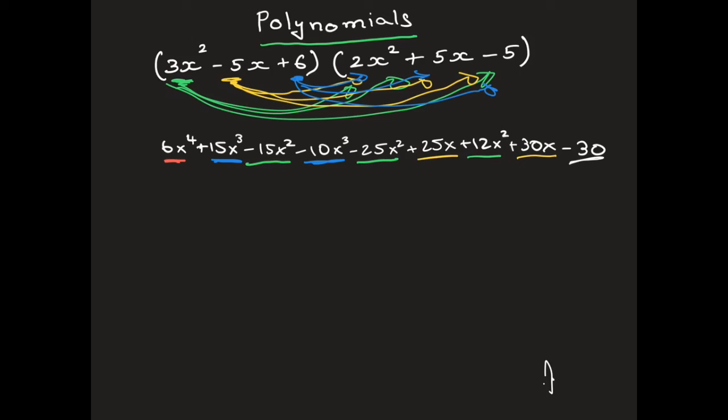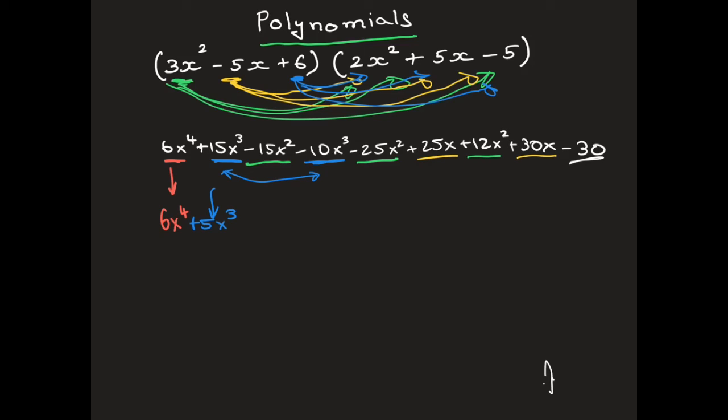So we've got 6x to the power of 4, not squared. 6x to the power of 4 plus, so now we'll add these together. So 15x cubed minus 10x cubed, that brings plus 5x cubed.